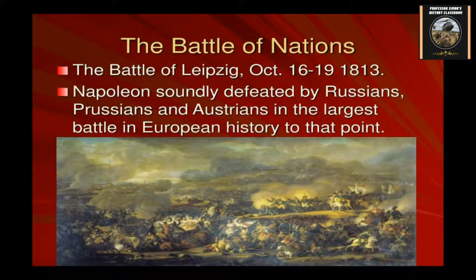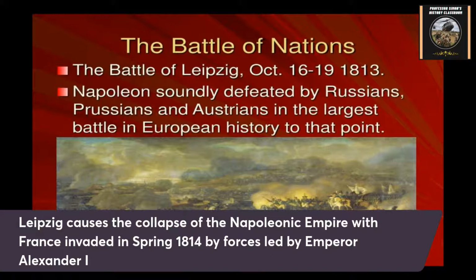Leipzig is very important because Napoleon's forces are almost practically surrounded and wiped out, but he's forced to retreat back to France at that point. And it causes the collapse of the Napoleonic Empire. So the first French Empire collapsed by about March of 1814, and the coalition forces eventually invade into northern France, by about March is when they enter the country at that point.